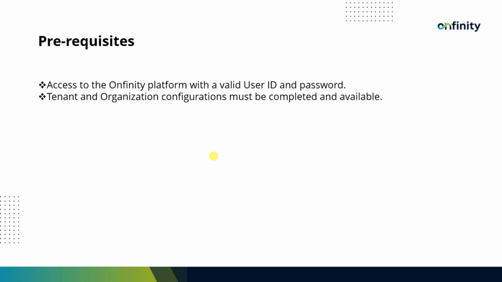Now, let's review the prerequisites. Before we can begin using the independent inventory use process, a few things need to be set up first. First, you must have access to Onfinity platform with a valid user ID and password. Second, the tenant and organization configurations must be completed and available. These are important so that you can log in and access the modules to create inventory use transactions.